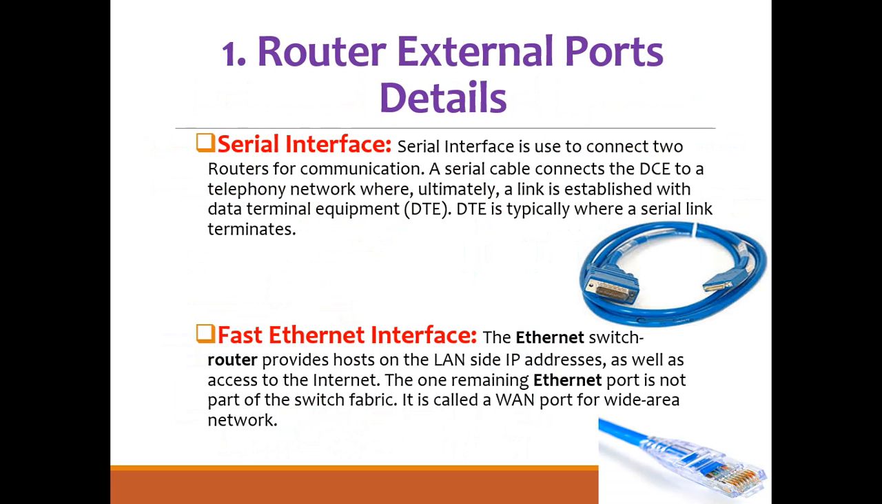Now we have two types of interface for connecting the devices. We have the serial interface, and the other is the fast Ethernet interface or Giga interface, or Ethernet interface, you can say. Serial interfaces are used to connect two routers for communication, and the serial cable connects the DCE to a telephonic network, where the data is coming from, where the link has been established. So you will understand what is DCE and what is DTE.